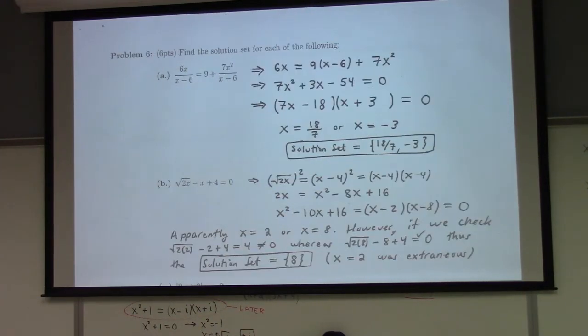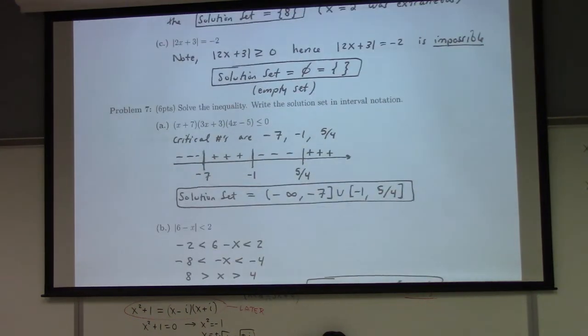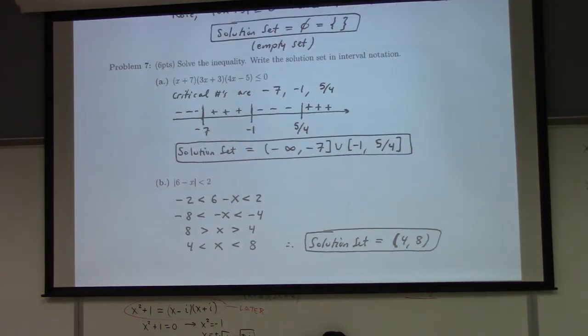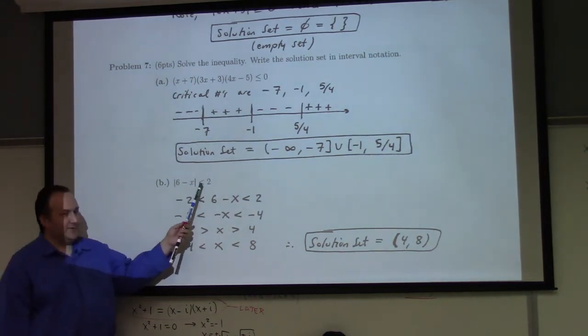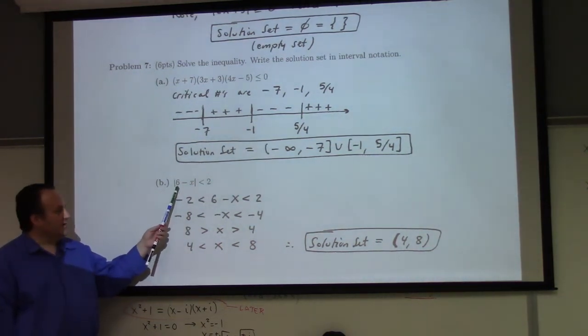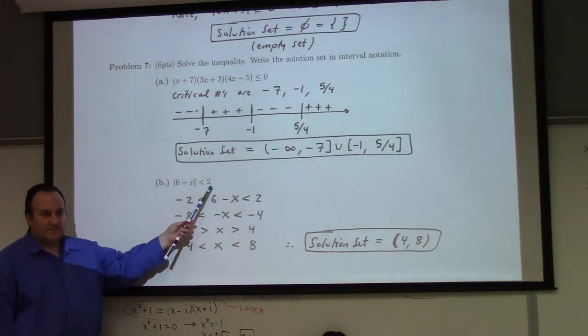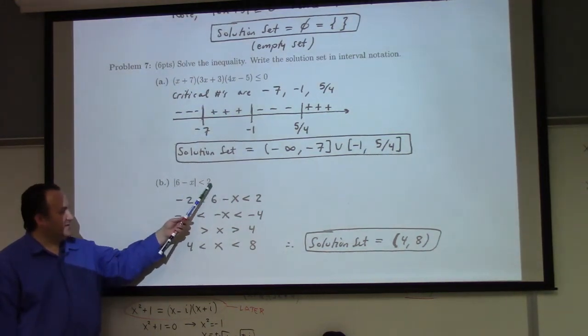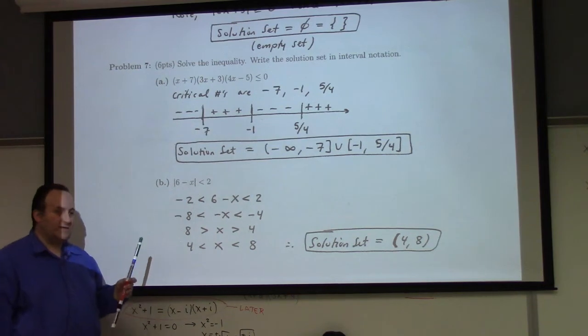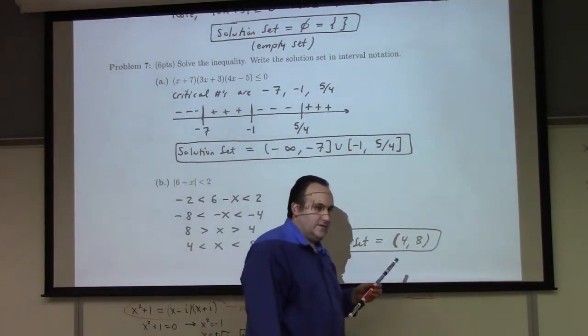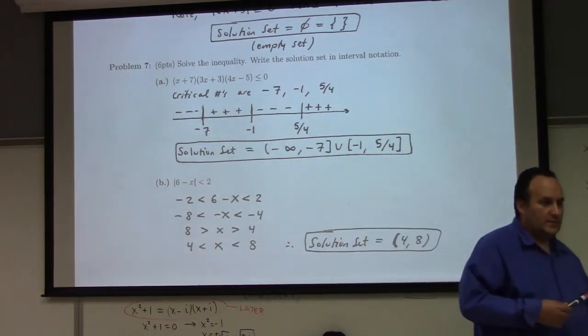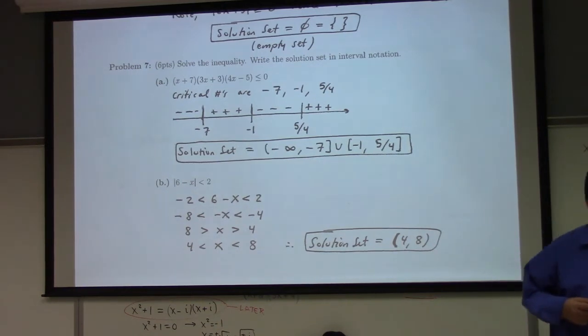In contrast, this one here, instead of having a -2, I had a 2. That makes the story totally different. Is right, because the absolute value of 6 minus x less than 2. What is it? Oh, what did you say? It was less than 0?